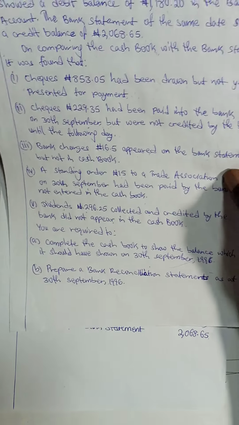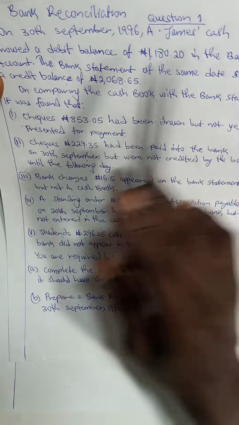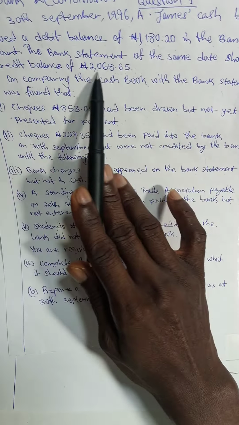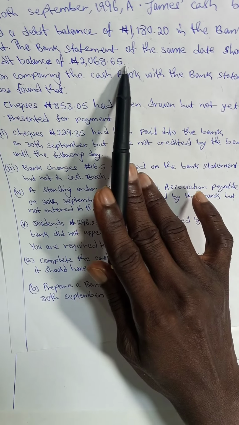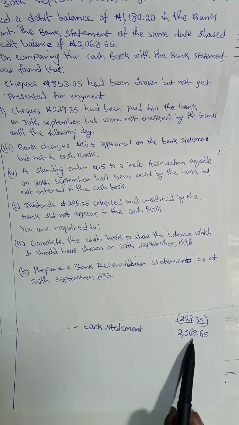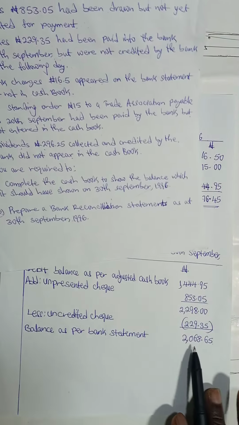So we will now compare it with the balance in the bank statement. The bank statement of the same date showed a credit balance of 2,068 naira 65 kobo. So it's the same. We arrive at the same figure. That means that this solution is right.